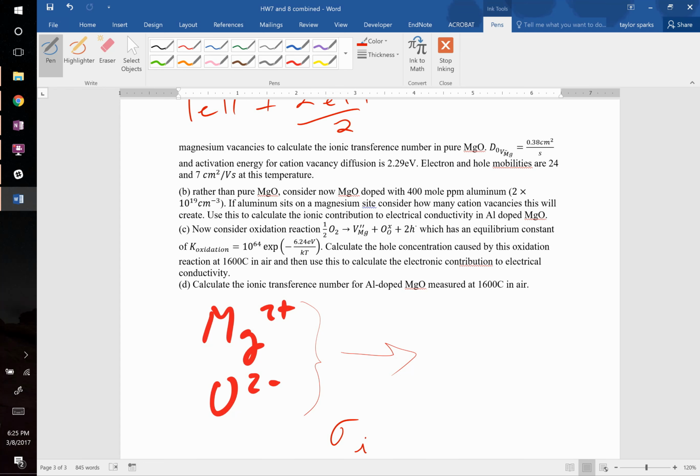Were we given the pressure? In air, it's about 21%. I just want you to know, I expect everyone to know that. I was just thinking we were missing something, because we're solving for the holes. No, that's equal to 1.